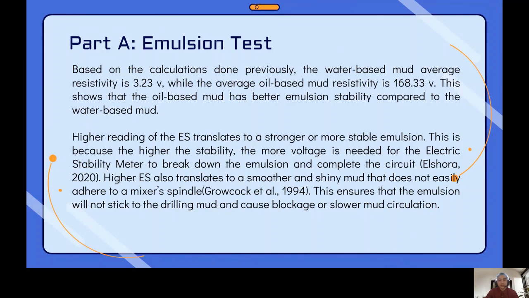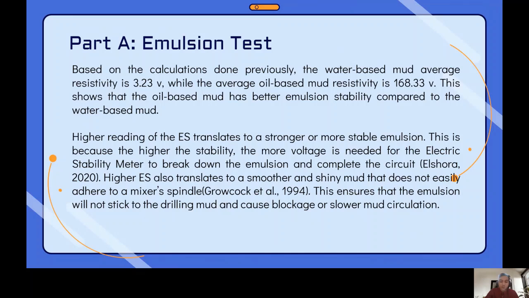Based on the calculation, the average resistivity of the water-based mud is 3.23, and the oil-based mud has an average resistivity of 168.33. So this shows that the oil-based mud has better emulsion stability compared to the water-based mud. The higher reading of the electrical stability translates to a stronger and more stable emulsion. This is because the higher the stability, the more voltage is needed to break the emulsion, so the higher resistivity will be recorded.